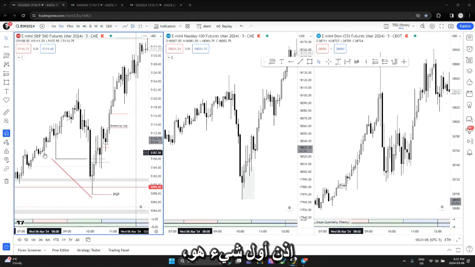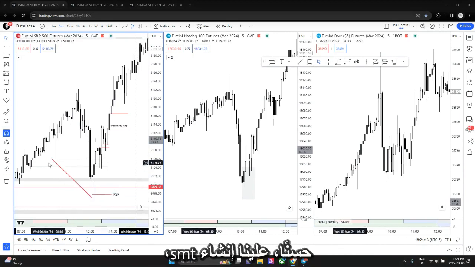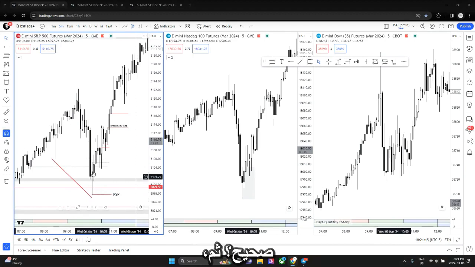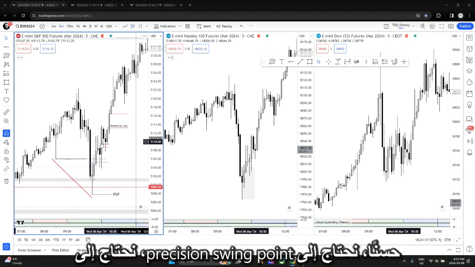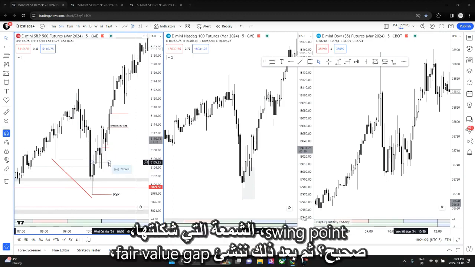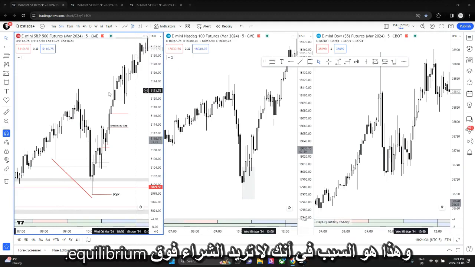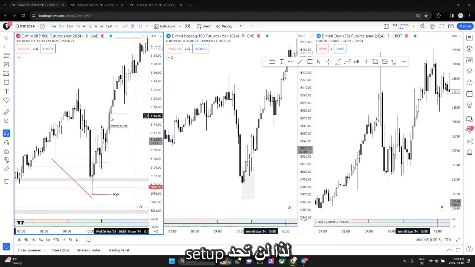So the first thing the algorithm does is, okay, we've got to create SMT. Then, okay, we need a precision swing point. We need to rebalance into the precision swing point, the candle that formed it. Then afterward, we create a fair value gap. After the fair value gap, there's a breakaway gap, which is why you don't want to be buying above equilibrium. So you're not going to find a setup here.